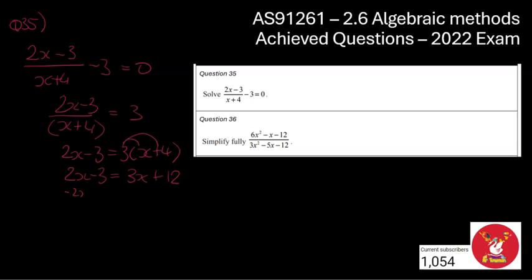I'm going to simplify. I'm going to minus 2x from both sides, and that will simplify the x's. So that's going to cancel out. And then I'm going to minus 12 from both sides to move that 12 over there. So that means negative 15 will be equal to x. And that's my final answer.